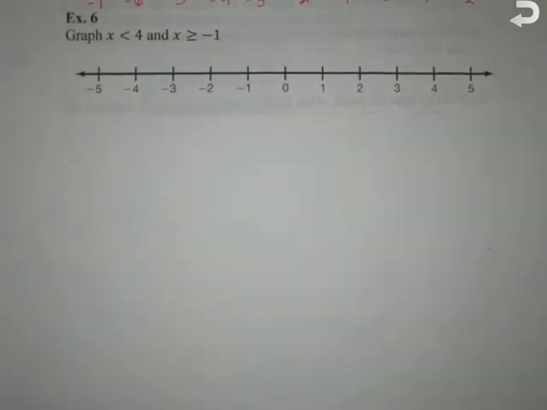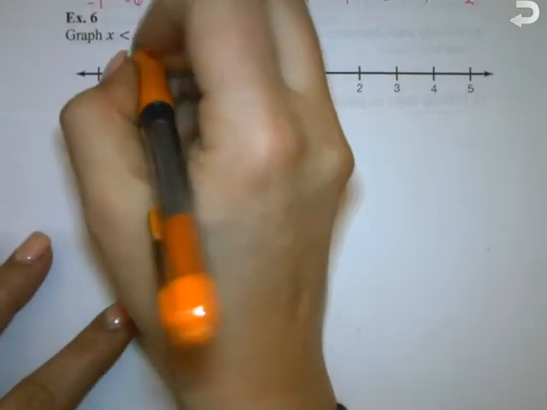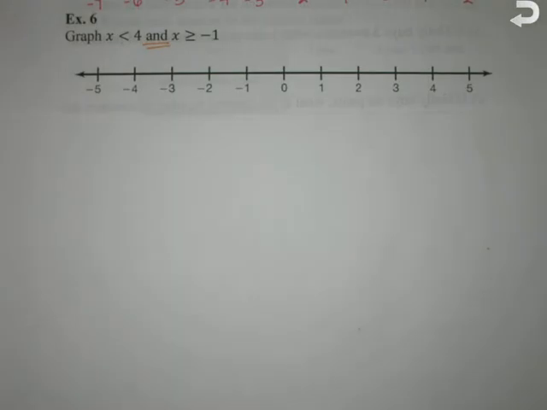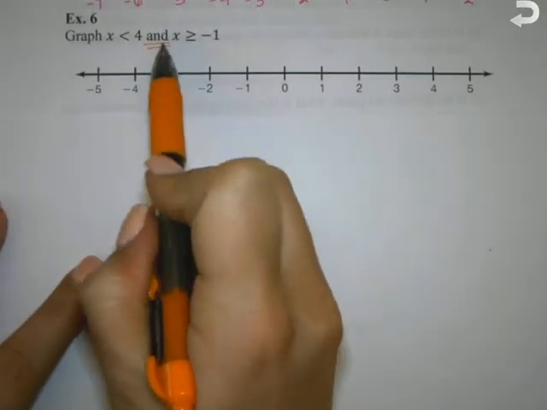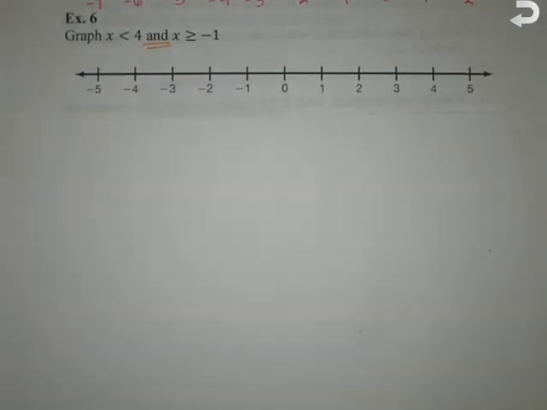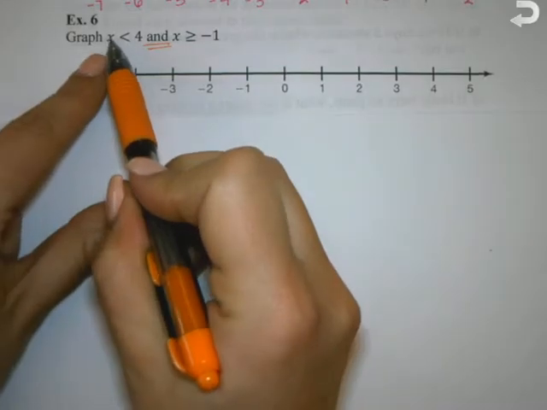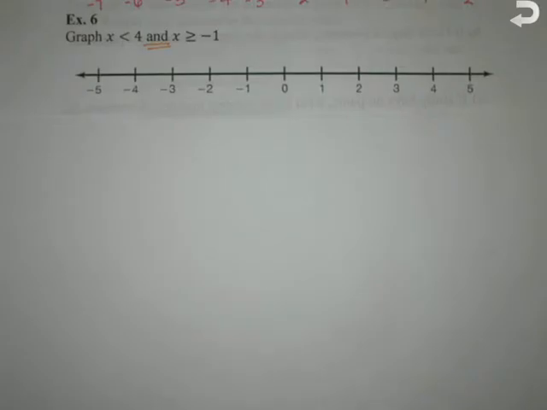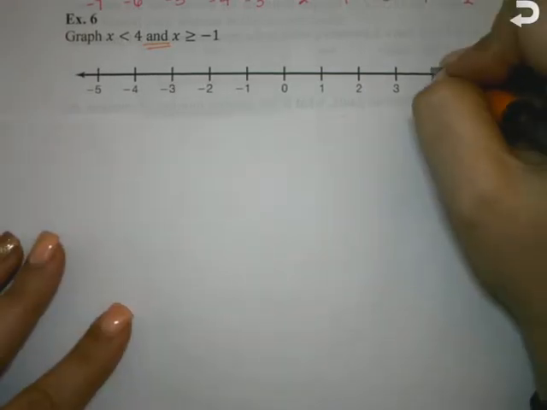If your word is and, like it is in this question, it means that you have to use both of them. If your word is or, it means you can use one or the other. So in this case, our word is and. So let's look at what happens with the graph. I have first x is less than 4. Would that be an open dot or a closed dot at 4? Open. An open dot at 4. So do an open dot at 4.